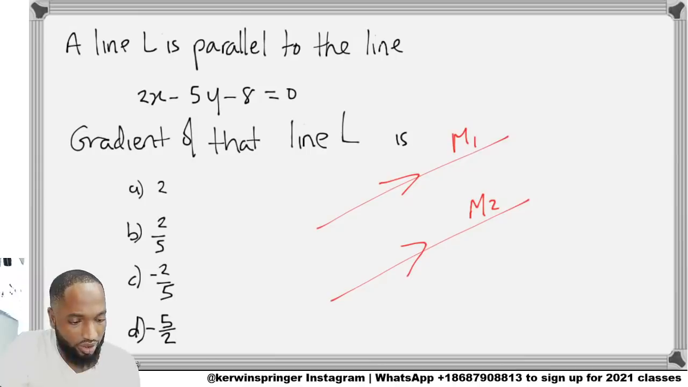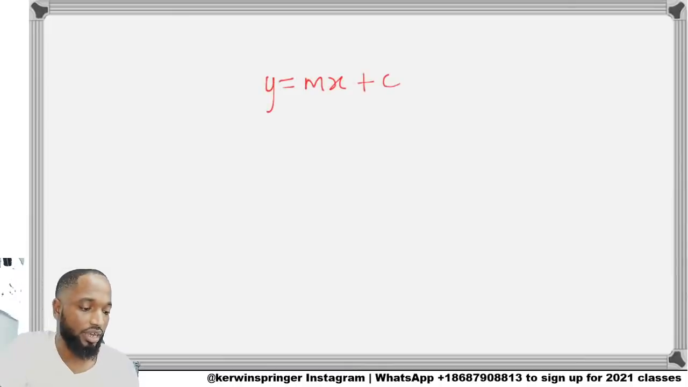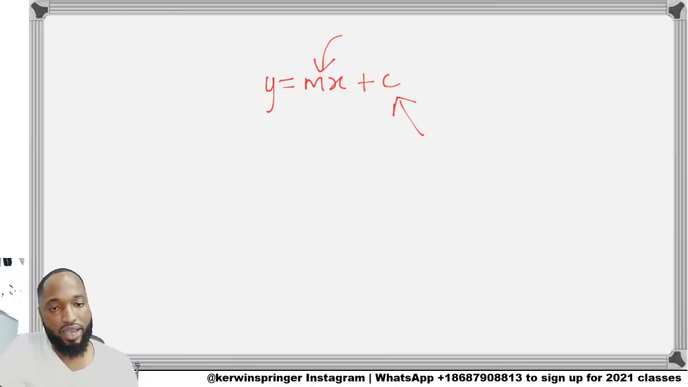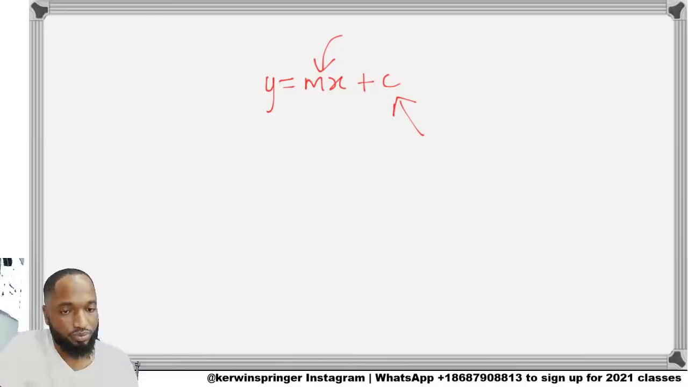So in this situation we have M1 and M2. Parallel lines should have gradients equal to each other. So what we need to do is get this in the general form of the equation of a line. You should recall that the general form is y equals mx plus c. This is the form where you can immediately pull out the coefficient, meaning the number in front of x will be the gradient. The number that stands by itself will be the y-intercept. All of these things are tested in your multiple choice. You should know these things.